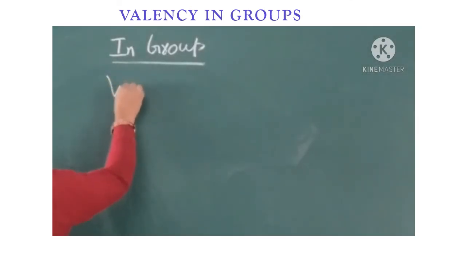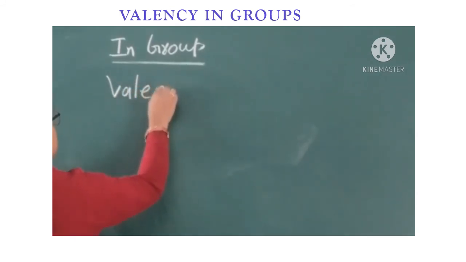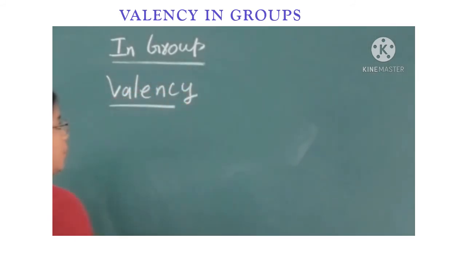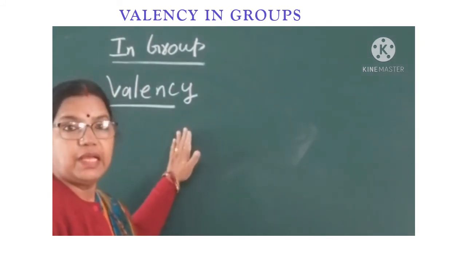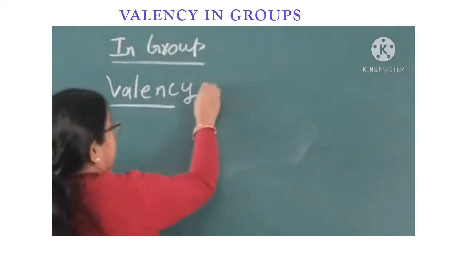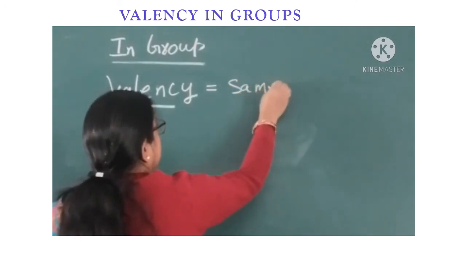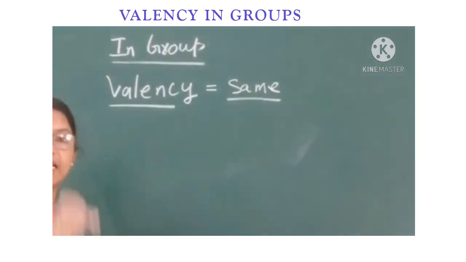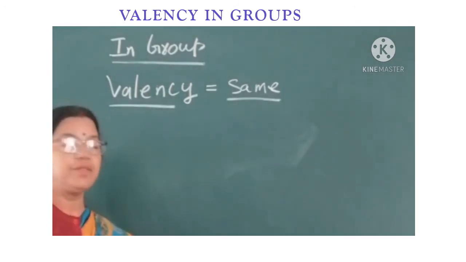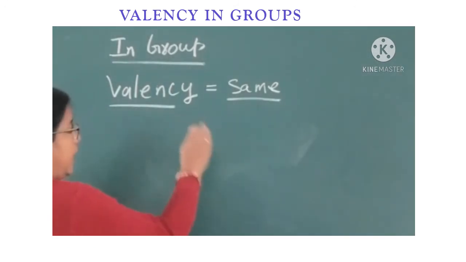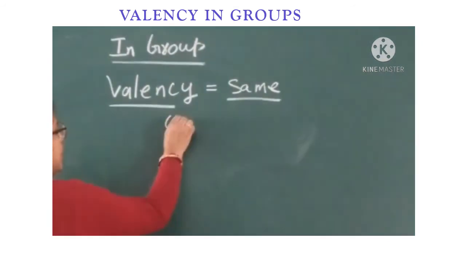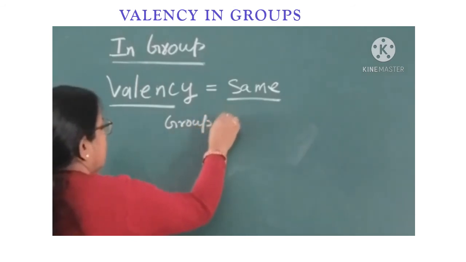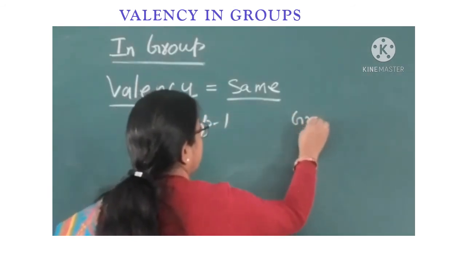Valencies in a group. Children, all the atoms of elements in a particular group have the same valence electrons and hence they have the same valency. Valencies of all the elements of a particular group are the same because they have the same valence electrons. Let us discuss this through an example: group number 1 and group 2 elements.